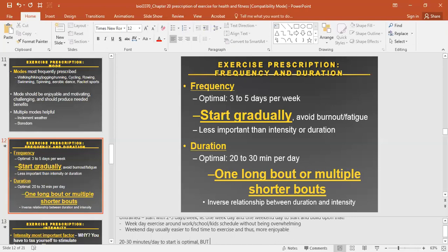But if you only have time for one 10-minute bout here and another 10-minute bout there and another 10-minute bout there, then do those 3 10 minutes. But you can accumulate the 20 to 30 minutes. So if walking is your thing and you want to do a 10-minute walk in the morning, 10-minute walk on your lunch break, and a 10-minute walk when you get home, that 30 minutes is just as good as doing one 30-minute bout.